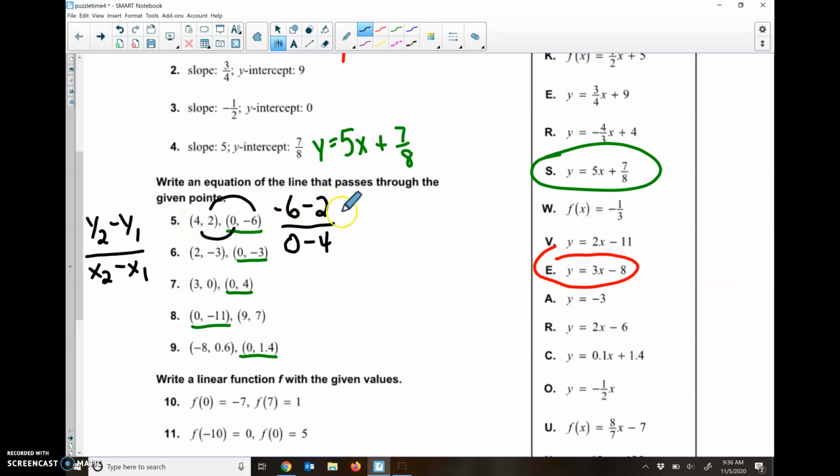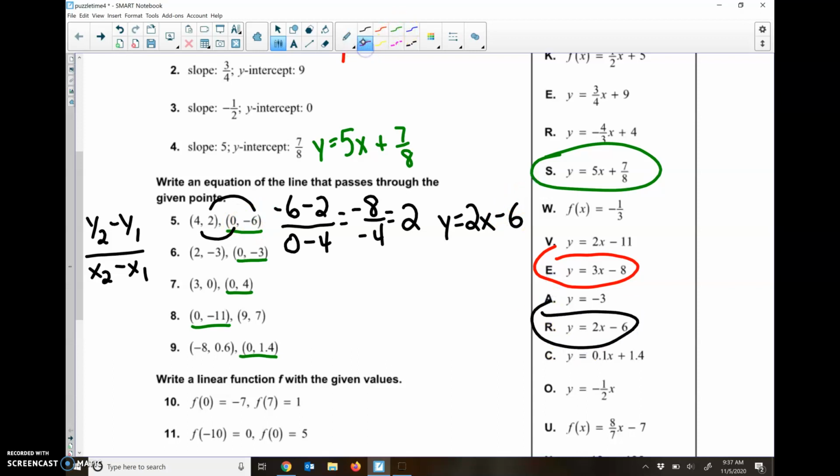So -6 minus 2 is -8. 0 minus 4 is -4. I can simplify that and get 2. So now I know my slope is 2, so the equation is y equals 2x. And then if we look back from what I said before, our y-intercept here is -6 because that's when the x is 0. And so that's going to be letter R right here.